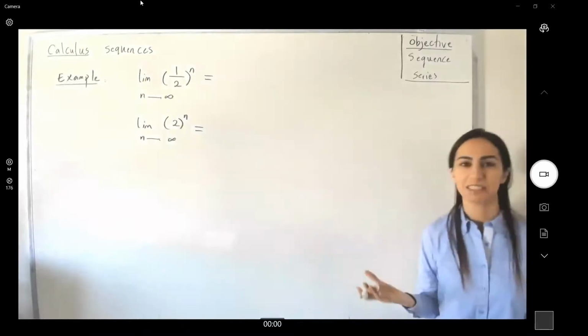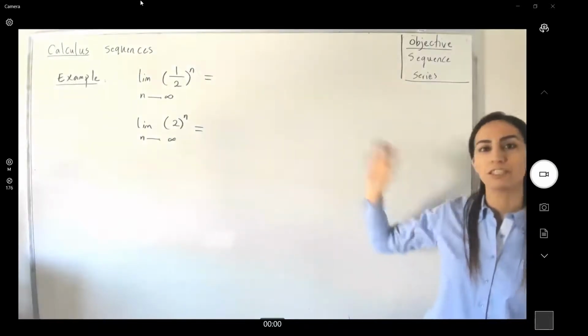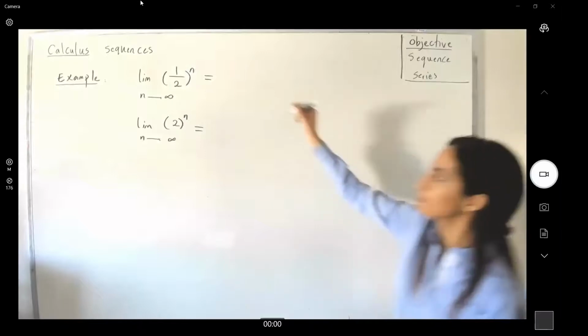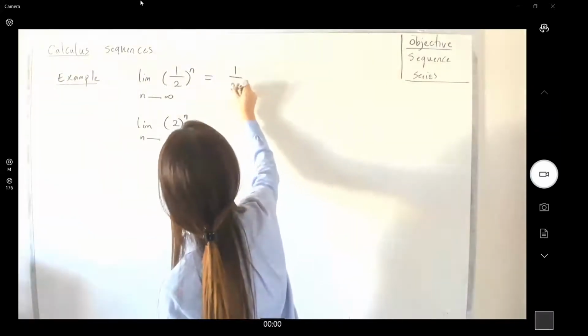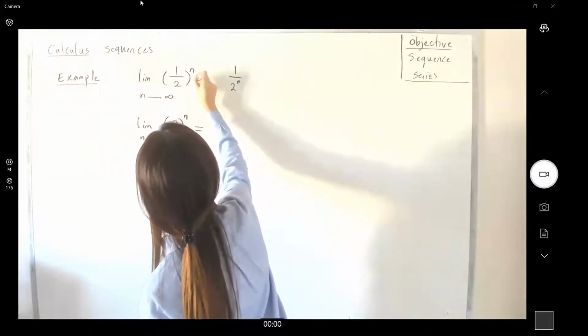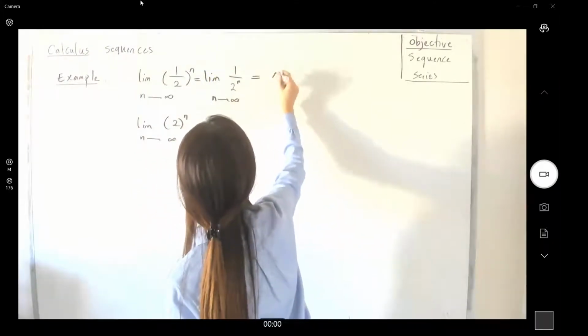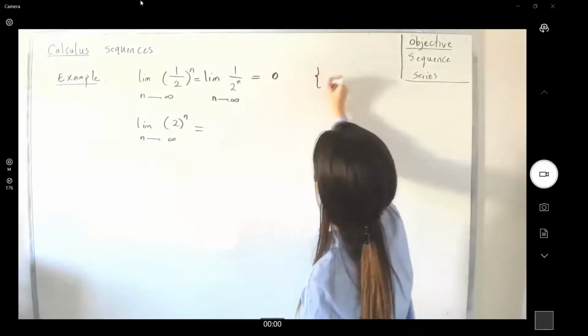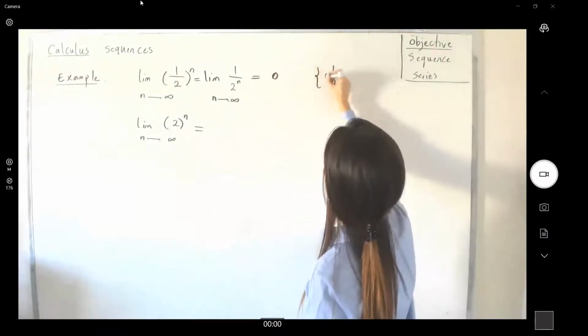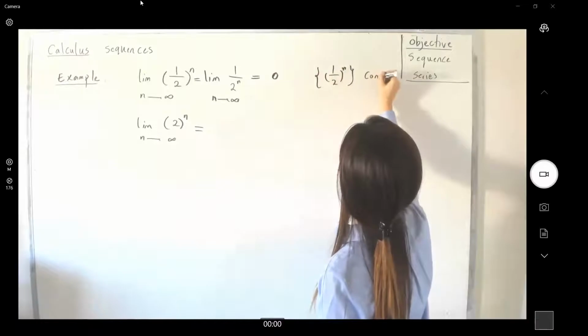So the first limit is easy. A half raised to the n. This is 1 over 2 to the n, and as n goes to infinity, this is equal to 0. It means that the sequence a half to the n is convergent.